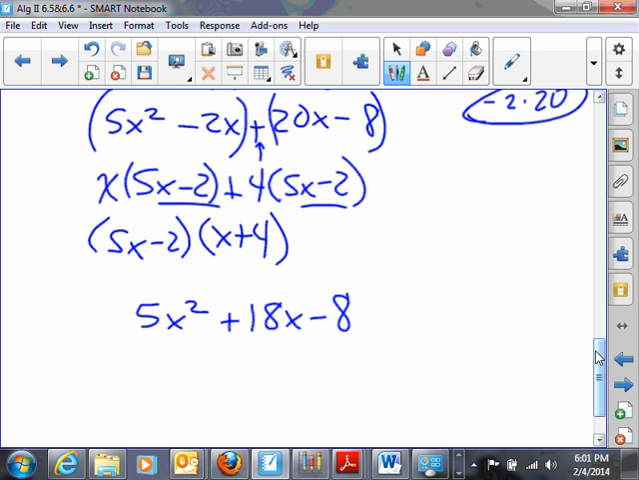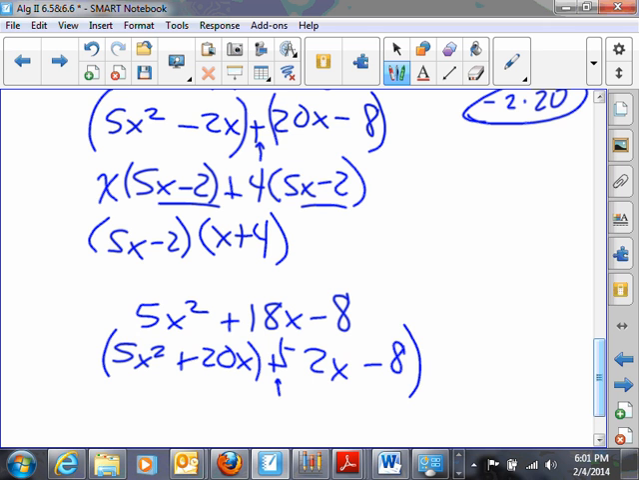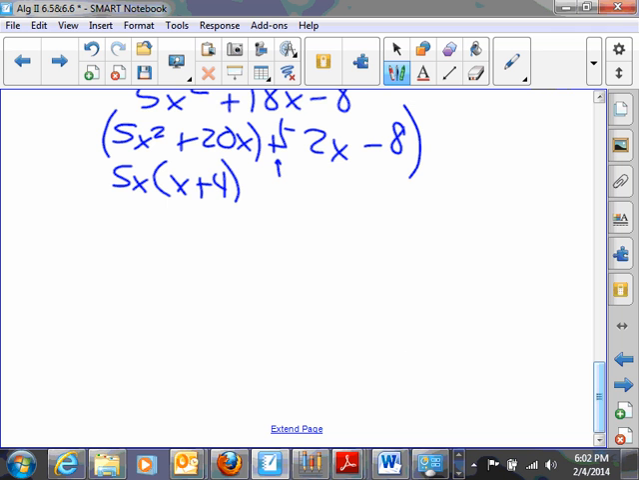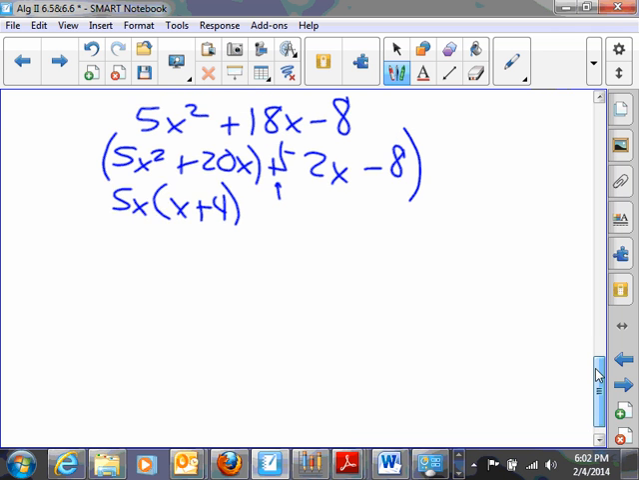So we write 5x squared plus 20x minus 2x minus 8. Now, I've told you that this sign here has to be a plus sign, and it isn't at the moment. So you make it plus a negative, and then you can group the first two and the last two terms. And out of the first two terms, you can pull a 5x. You're left with x plus 4. And out of this second group here, you can pull a 2.